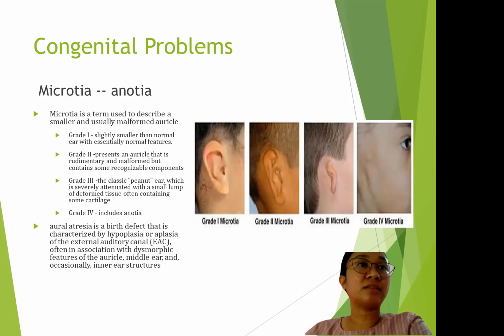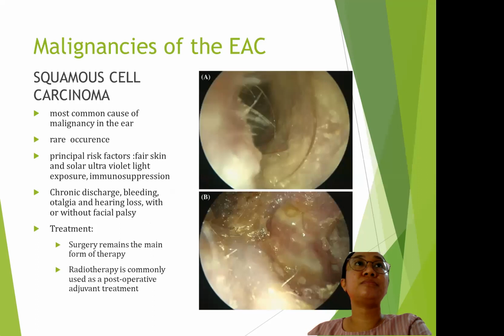Aural atresia is a birth defect that is characterized by hypoplasia or aplasia of the external auditory canal. This is often associated with dysmorphic features of the auricle, middle ear, and occasionally inner ear structures.